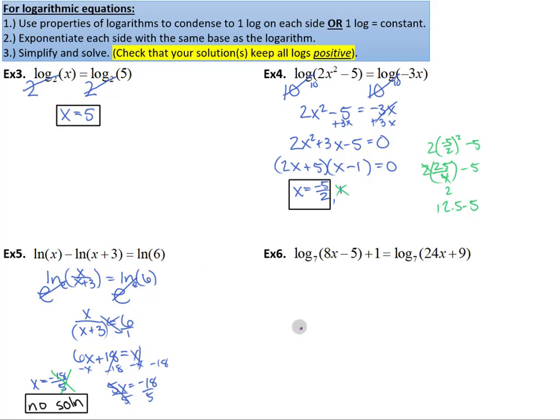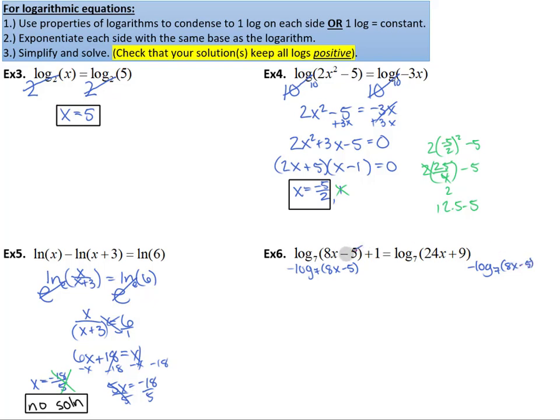Okay, our next one. Now, notice I said we can either get one log on each side or one log equals a constant. Here we can manipulate our problem a little bit to get to that one log equals a constant. So let's go ahead and do that. Let's put our logarithms on one side and our constant, this 1, kind of by himself, on the other side. And I think the easiest way to do that is actually to move log base 7 of 8x minus 5 to the other side. Subtract it over.